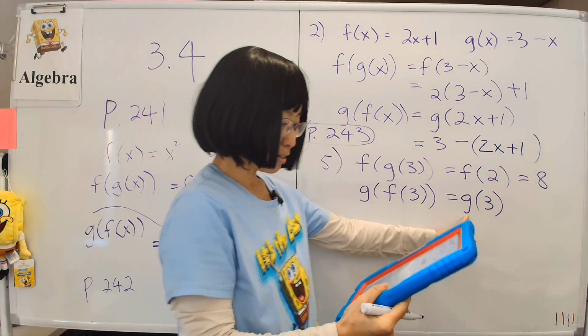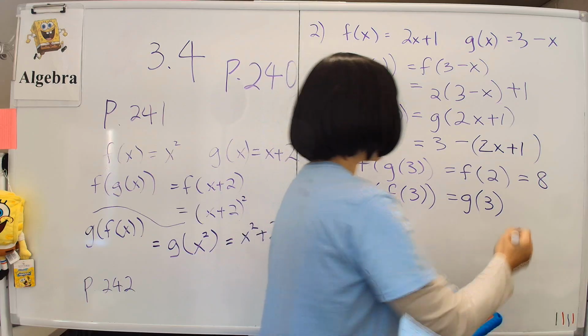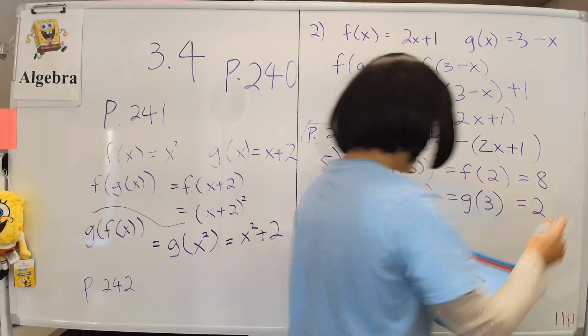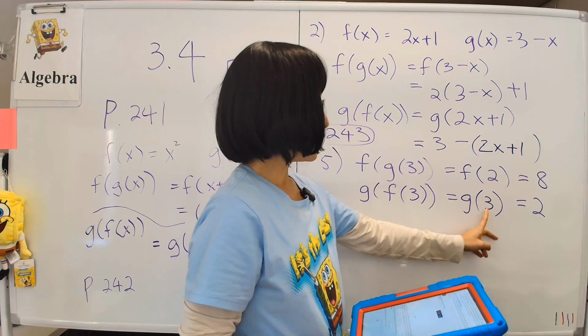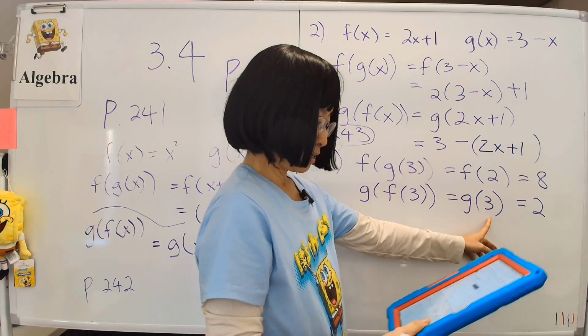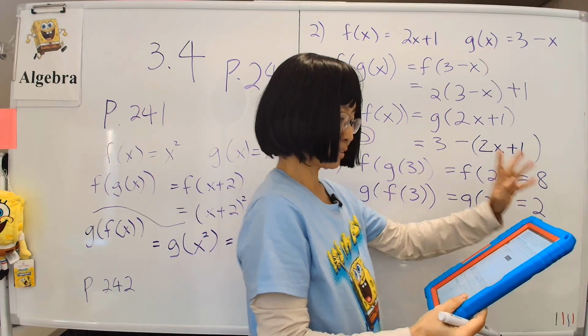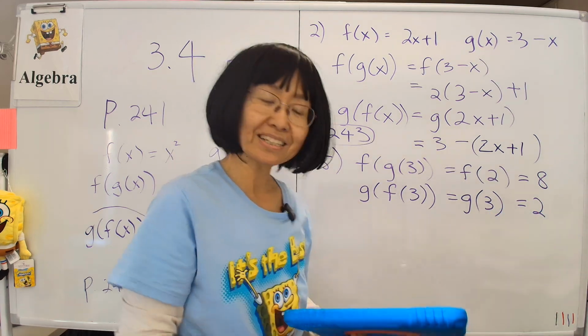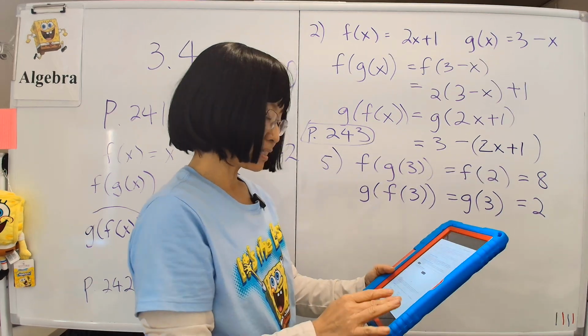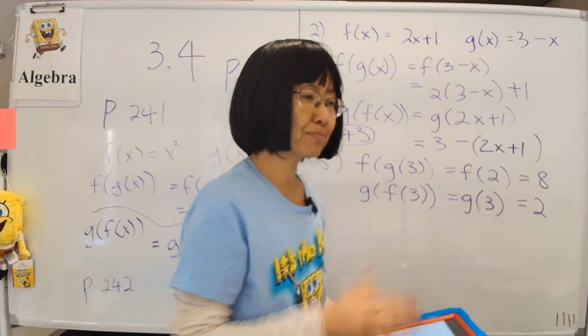And next, let's figure out what g of 3 is. Well, I got 2 based on looking at the chart. So f of 3 ends up being 3 here. And then you calculate g of 3, which is 2. So let's see. Yep, that is what the book says as well. So that's example 5. Please be sure to do that as part of your homework.